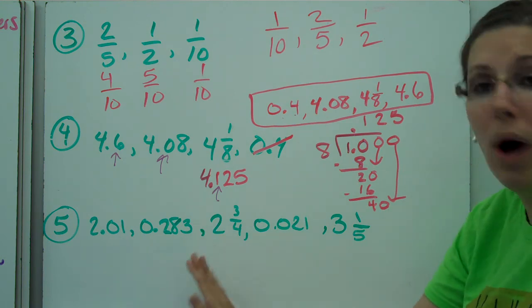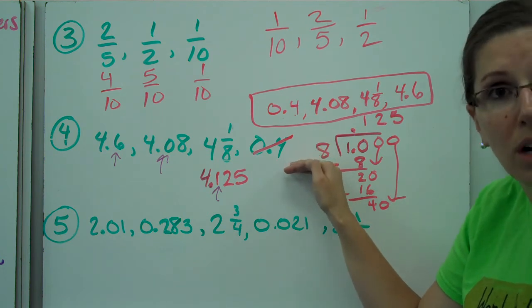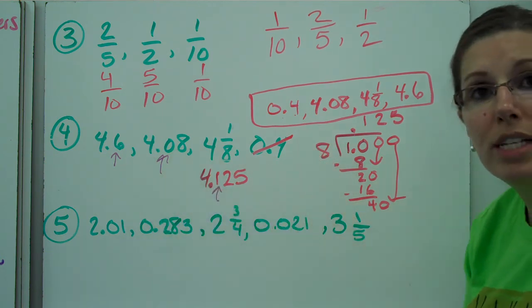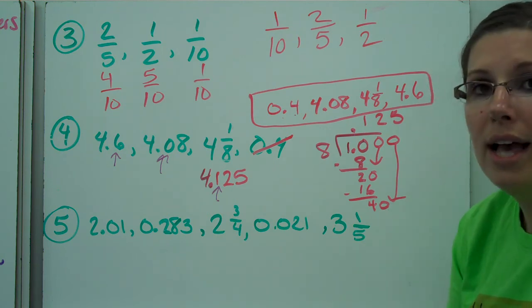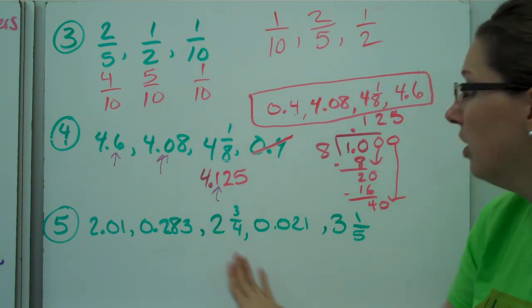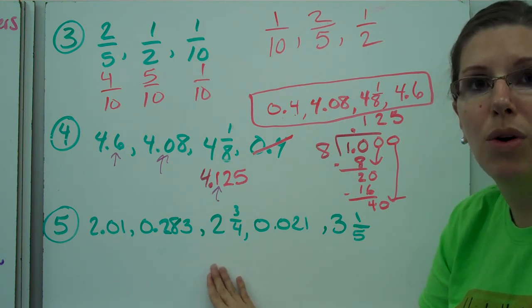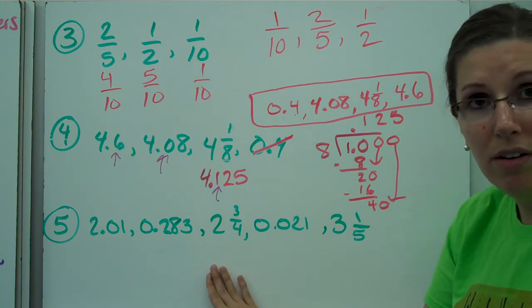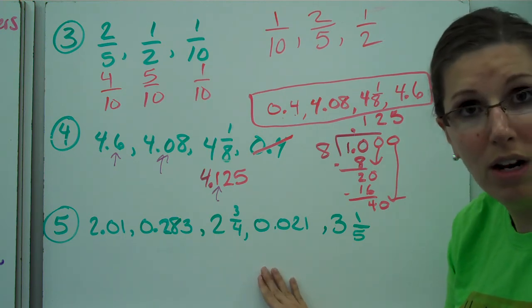All right, we've got one more to go. Why don't you use the strategy we used up here by looking at the ones place first, picking out the smallest or the largest, and setting those aside. Convert your fractions to decimal, and then put these numbers in order. Pause the video and finish this problem, and then when you're ready, just push play and I'll walk you through it.